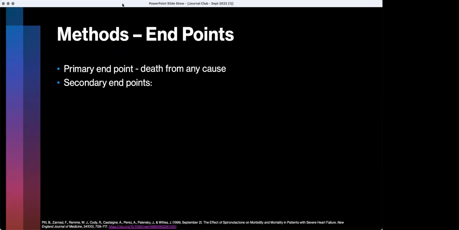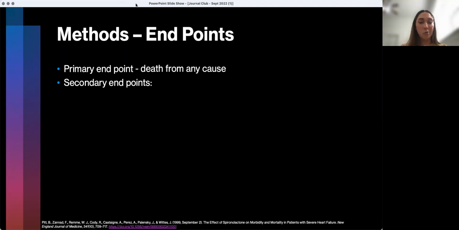Death from cardiac causes, for example. There are, I think, 3 more. Does anyone want to give it a whirl? Just take a guess. And there is also hospitalization for cardiac causes, the combined incidence of death from cardiac causes or hospitalization for cardiac causes, and a change in the NYHA class. Right.